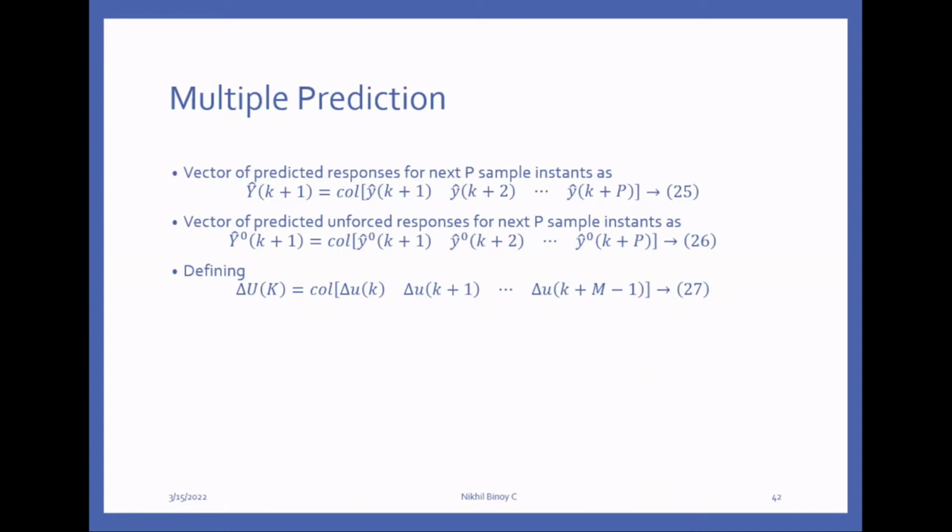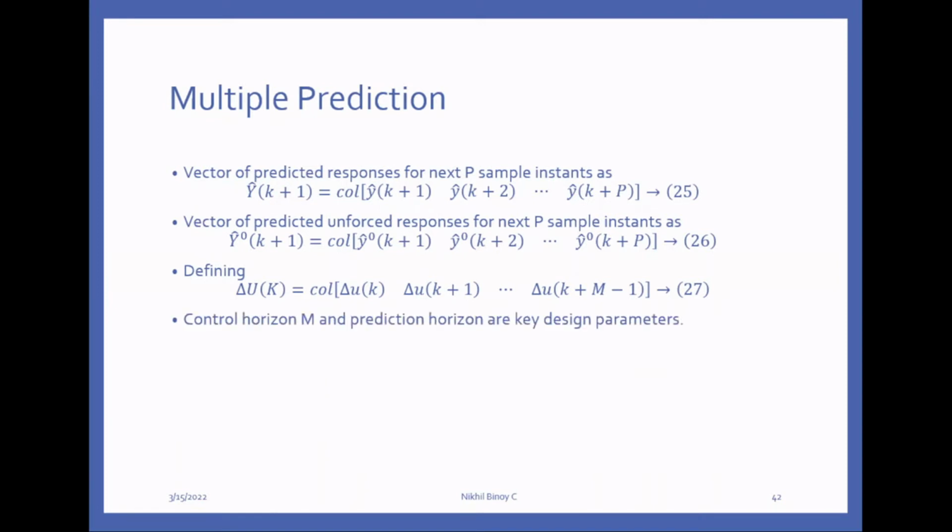that is equal to column vector delta small letter u of k, delta u of k plus 1, etc., delta u of k plus m minus 1. In previous discussion, I had written it as k minus m plus 1. That is wrong. I am very sorry. It is k plus m minus 1, because it is the next input, not the past, the future input that we are calculating. So delta U of k equals column vector delta u of k, delta u of k plus 1, etc., delta u of k plus m minus 1.